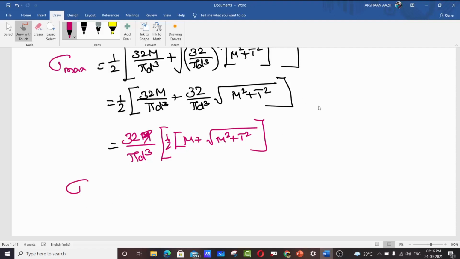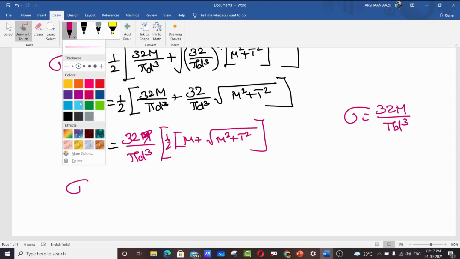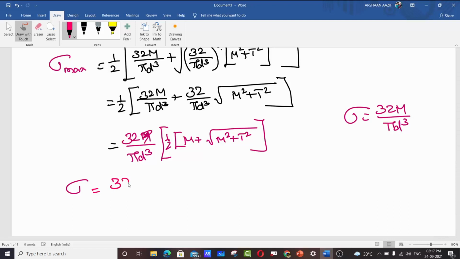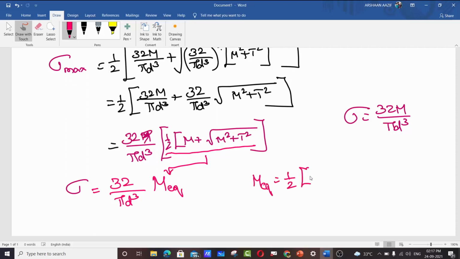Now if you compare the formula for sigma when it is only experiencing the nominal stresses, the formula was 32m by pi d cube. So simplifying this is somewhat similar to that equation, we will get it as 32 by pi d cube into m eq, that is m equivalent. So this whole value is taken as m equivalent bending moment, where m equivalent is equal to half into m plus root of m square plus t square.